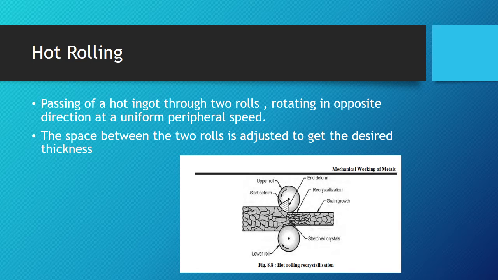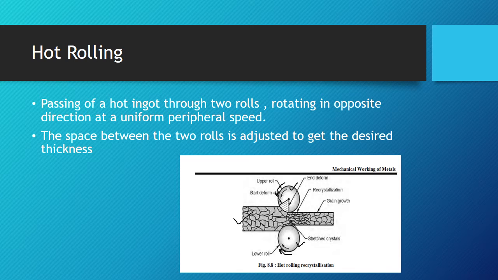speed. Ingot is a workpiece. In this case, this one is the ingot, which is the workpiece, and this workpiece will be passed between two rolls. Okay, these rolls are rotating in opposite directions. You can see the direction is opposite. So these rolls are rotating in opposite directions.